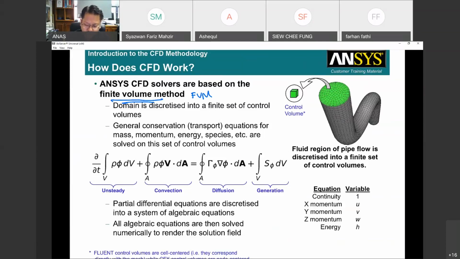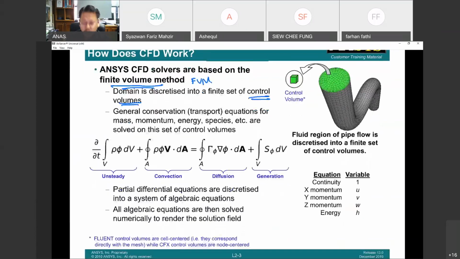For Ansys, for the finite volume method, the domain is discretized, meaning it is split into smaller elements, a finite set of control volumes. We have a control volume instead of a finite difference, and we apply general conservation, the transport equations for mass, momentum, energy, and so forth, using the following set of equations. Basically what we have covered before: the continuity equation, the momentum equation and the energy equation.